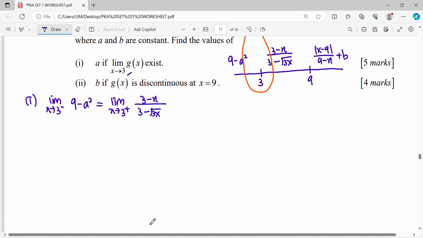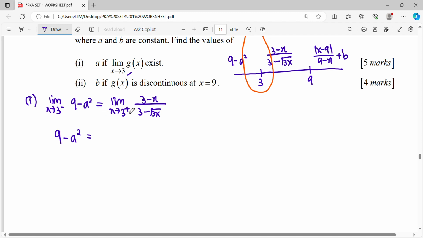When you're doing limits, the first attempt is to try to substitute, unless you get indeterminate form. When you get indeterminate form, then only we simplify, factorize or conjugate, depending on the question given. So for the limit on the left hand side, we substitute straight away for the x. What can we get here? It will still remain 9 minus a squared because we don't have any x to substitute. So it will remain this constant.